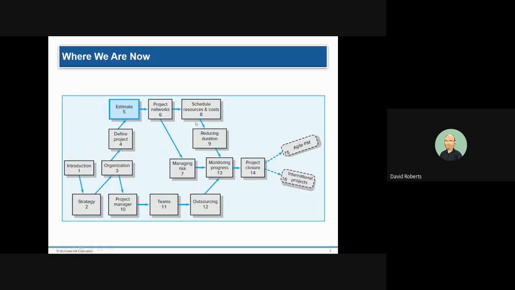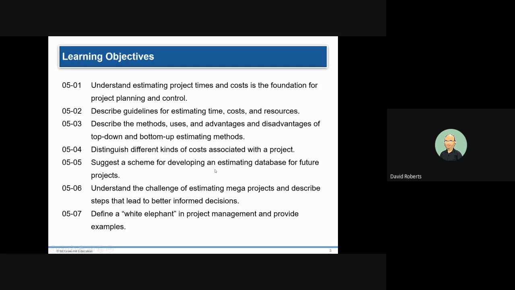So once again, here's our map. It's on our 5th chapter. So understanding the project times and the costs, because a lot of times the costs are affected by the times, and you need to do some estimating for time, cost, and the resources. Different methods for doing the estimating, and we'll focus on 2, top down and bottom up. Each one has strengths and weaknesses, and again, different types of costs.